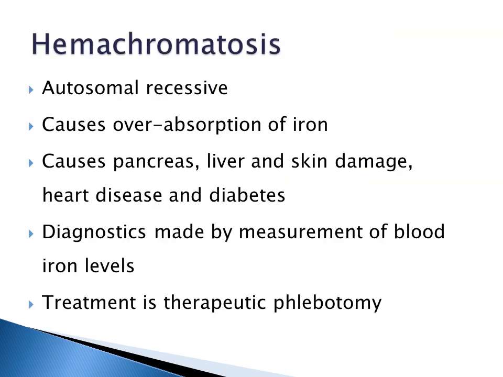Another single gene disorder is hemochromatosis. This is an autosomal recessive condition that causes overabsorption of iron. Iron accumulation causes pancreas, liver, and skin damage, heart disease, and diabetes. Classically, hemochromatosis is diagnosed by measuring blood iron levels, and this disease is treated with therapeutic phlebotomy.